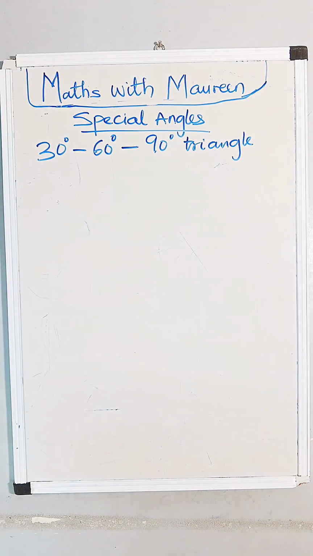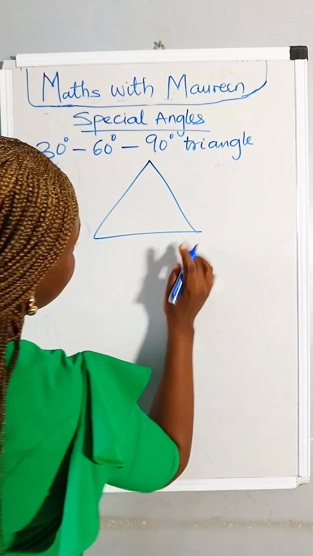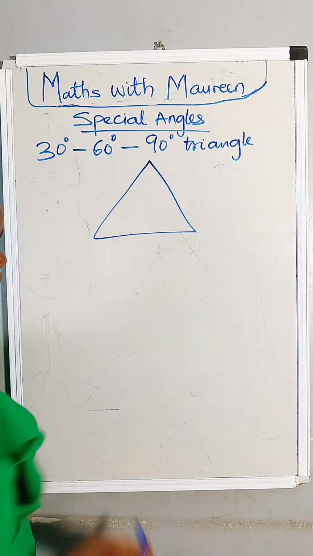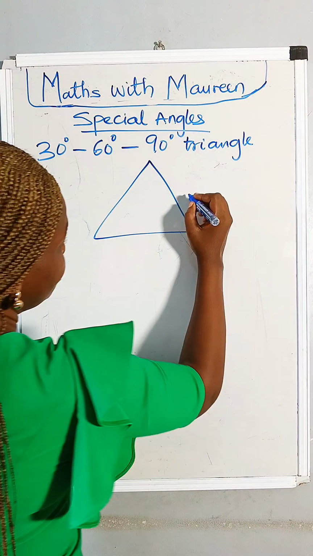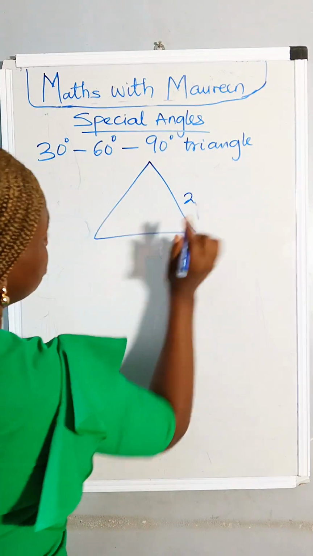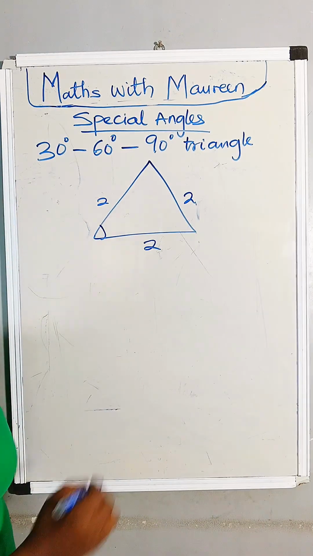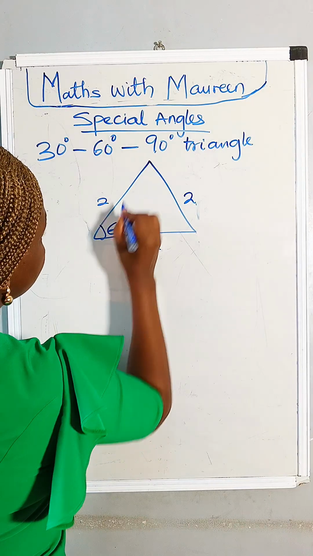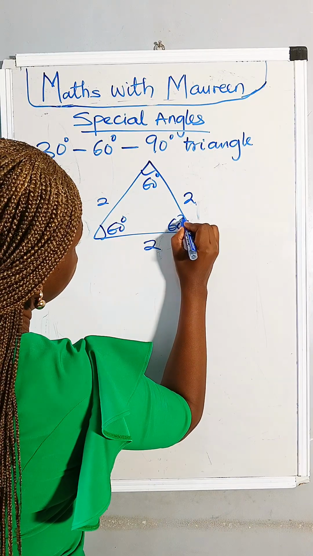Okay, so let's think of an equilateral triangle. You know, in an equilateral triangle, all the angles are equal and all the sides are equal. So let's think of an equilateral triangle with the side of 2 units. Okay, so this is 2, this is 2, this is 2. Then since all the angles are equal, each one will be 60 degrees, 60 degrees, 60 degrees.